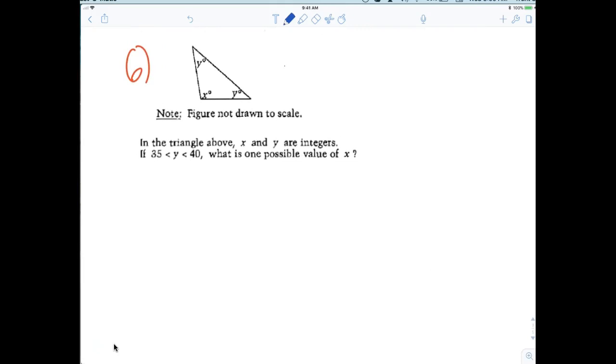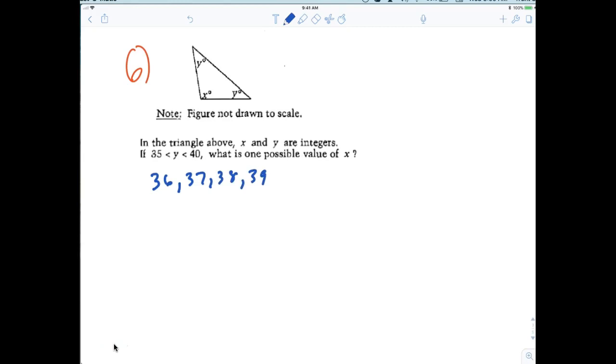In the triangle above, X and Y are integers. And Y is between what? 35 and 40. What is one possible value for X? Well, if Y is between 35 and 40, let's pick a number. What number do you want? 36. Okay, so you could have chosen 36, 37, 38, or 39. Does everybody agree with that?